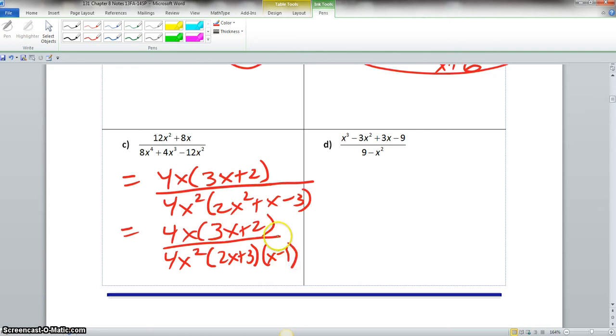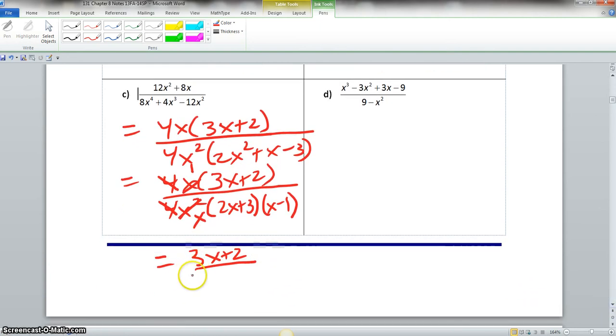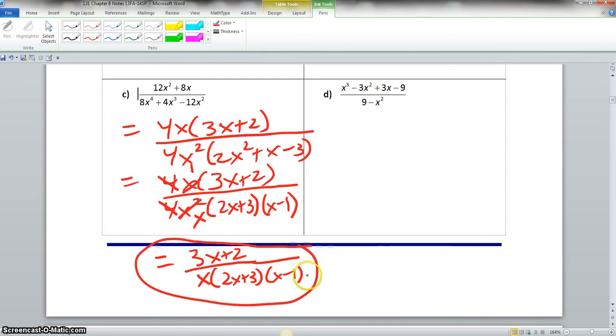Now, if you look here, the only things that we can simplify out are these 4's, and the x and the x squared. We know x goes into x once, x goes into x squared x times. So our final answer here would be 3x plus 2 in our numerator, and in our denominator, we would have x, and then in parentheses, 2x plus 3 and x minus 1. And this would be our final answer for that problem.